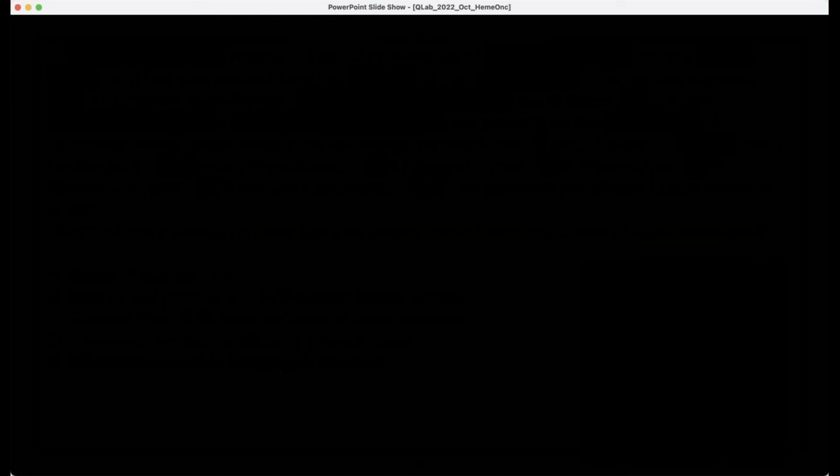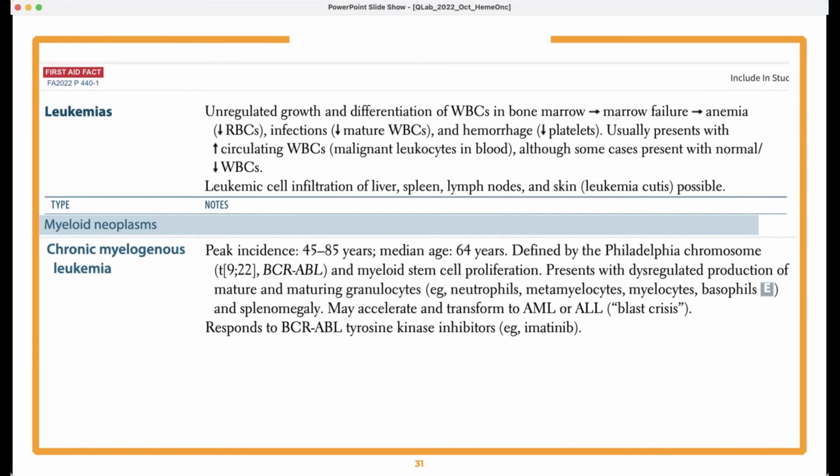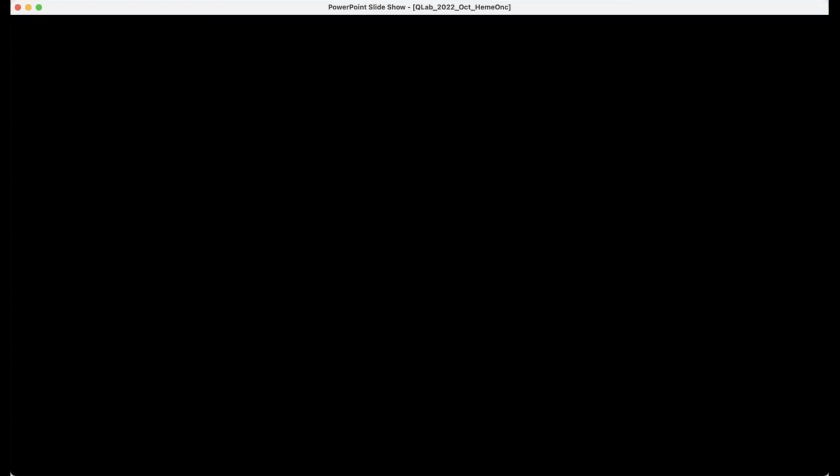Once again, median age of 64. Our lady was a 63-year-old female. And this is a myeloid stem cell proliferation. So you're going to have a lot of myeloid cells being produced. And this is actually CML. But we'll take a look at the next slide. Sorry about that. This is actually AML that this patient has.